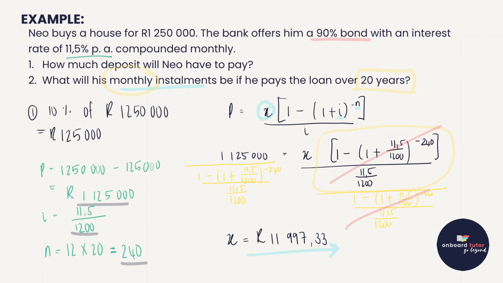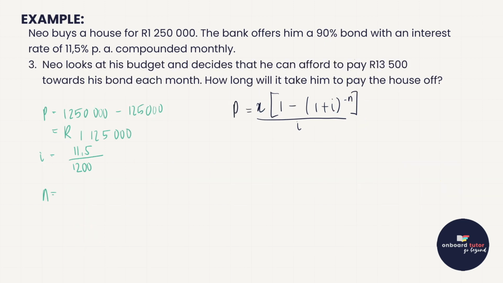Okay, let's have a look at that next question that said, well, what happens if he pays a bit more? So have a look at this. This is paying off almost 12,000 Rand a month, and it's going to take him 20 years. Let's go and work out how long it'll take him if he pays off a little bit more. So here's the information we already know. He's going to still do the deposit, so he still needs 1.125 million.